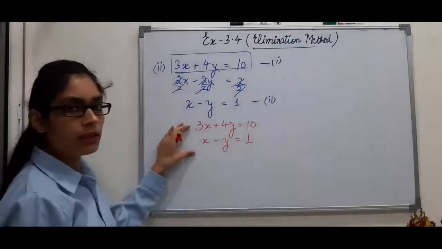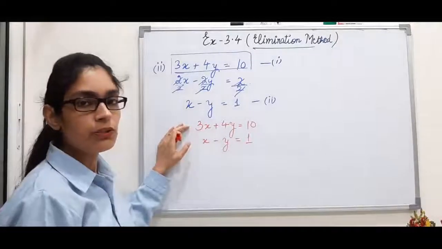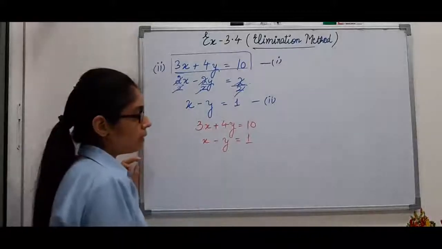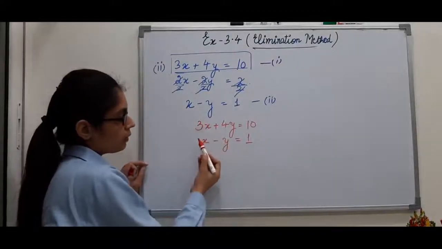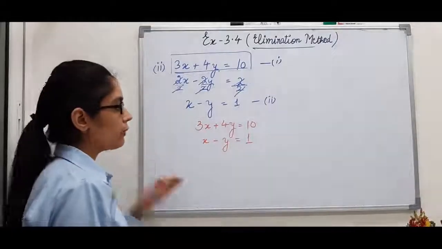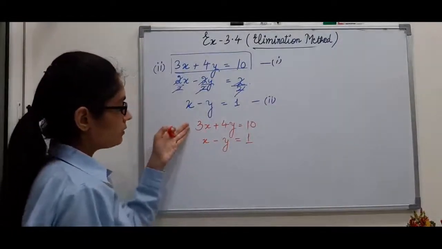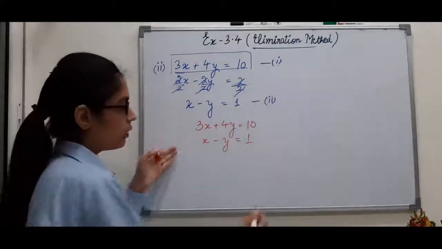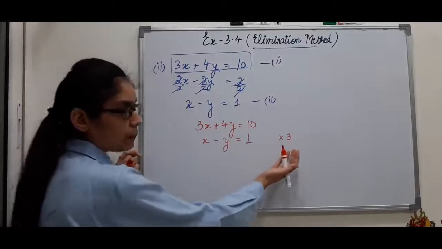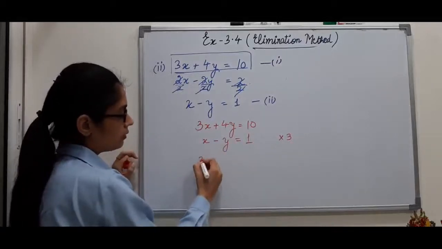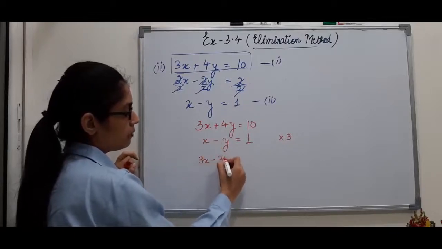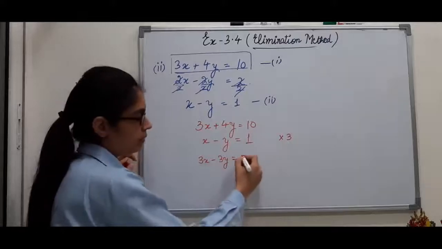We have discussed that in the elimination method we have to eliminate one variable. So how can we eliminate? If the coefficient of that variable is the same in both the equations. So let's try. My coefficient for x is 3, so I can multiply the second equation with 3. If I multiply the second equation with 3, I will get 3 into x will be 3x, 3 into y will be 3y and 1 into 3 will be 3.